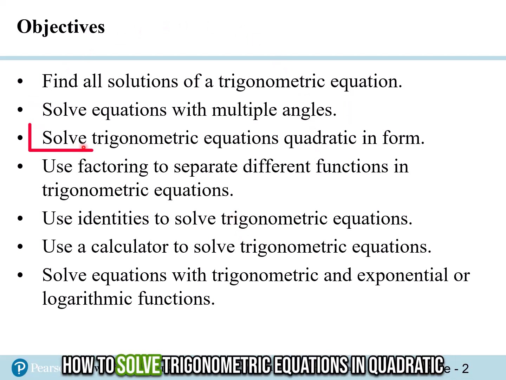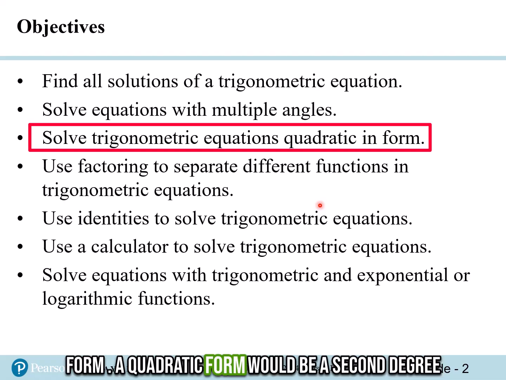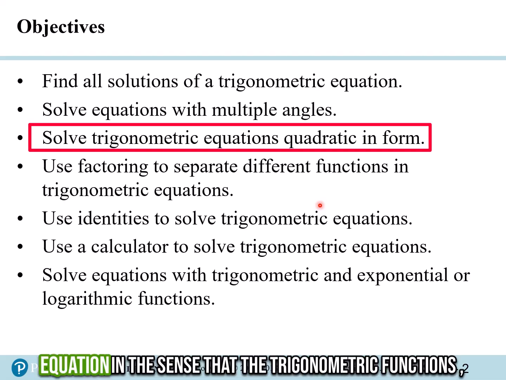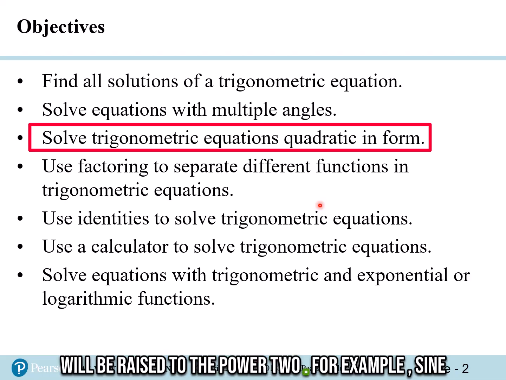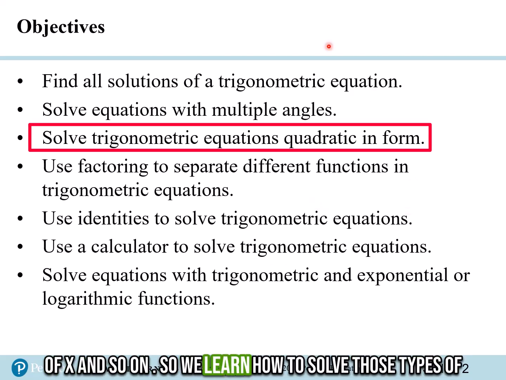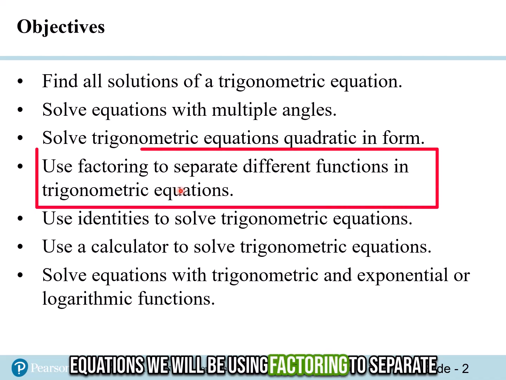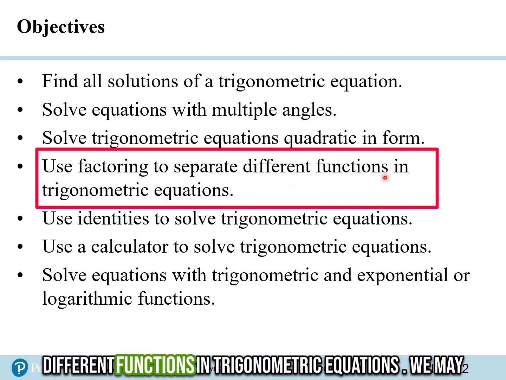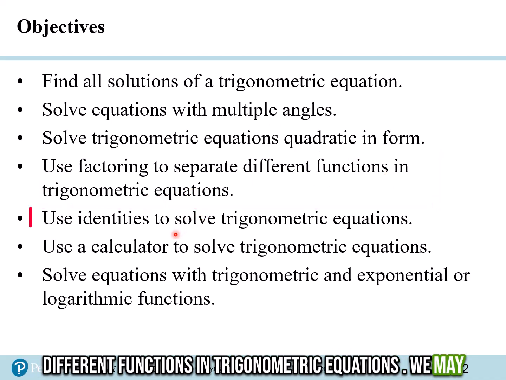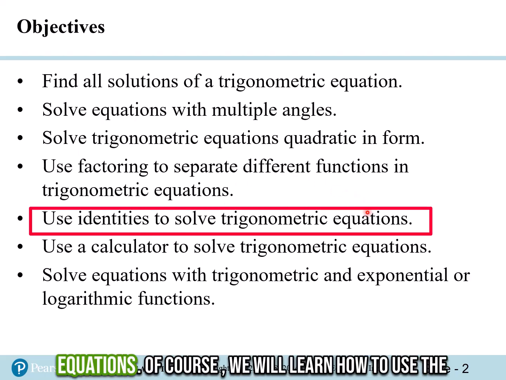We will learn how to solve trigonometric equations in quadratic form. A quadratic form would be a second degree equation in the sense that the trigonometric functions will be raised to the power 2. For example, sine squared of x or cos squared of x or tan squared of x, and so on. So we learn how to solve those types of equations. We will be using factoring to separate different functions in trigonometric equations. We may also have to use identities to solve certain types of equations.